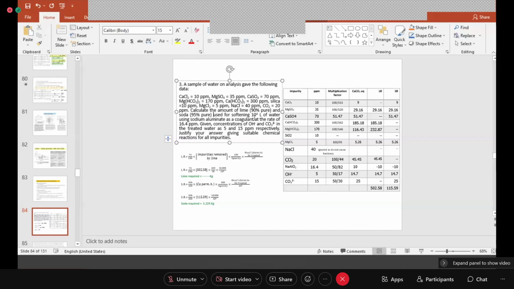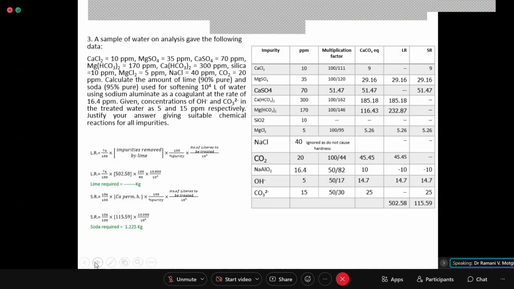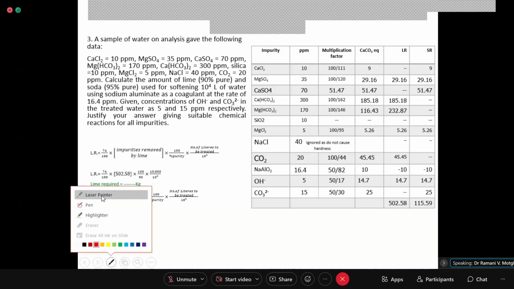Used for softening 10 to the power 4 liters of water using sodium aluminate as coagulant at the rate of 16.4. Is it 16.4 here? Okay. Then given the concentration of hydroxide and carbonate in the treated water was 5 and 15 ppm respectively. Justify your answer giving suitable chemical reactions for all impurities. You see, they are asking for chemical reactions. Yeah, chemical reactions are asked.